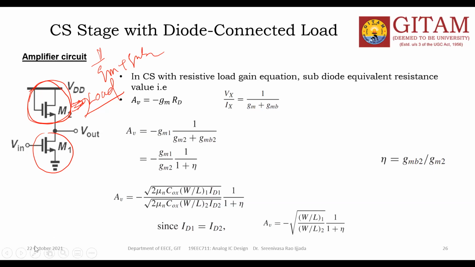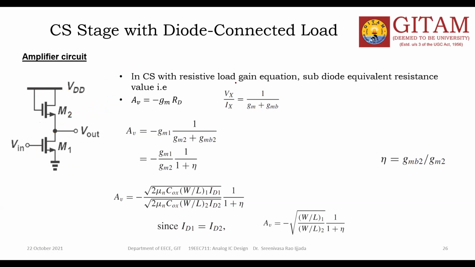Now, in CS with the resistive load, you derived the gain equation: minus gm into RD, where RD is the load resistance value. This RD should be replaced with the value we just derived. Substitute 1 by gm plus gmb in place of RD. Got my point or not?